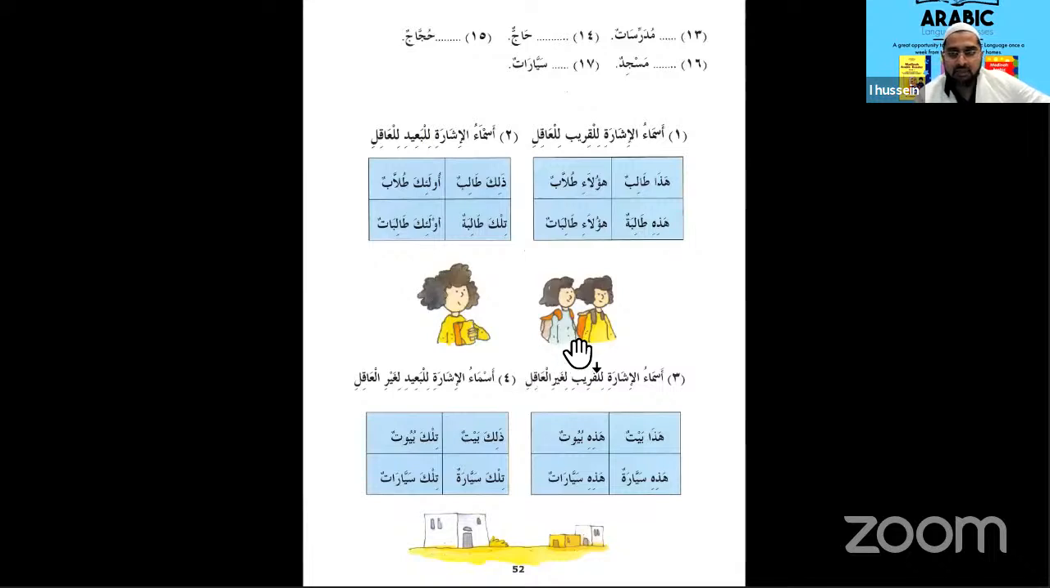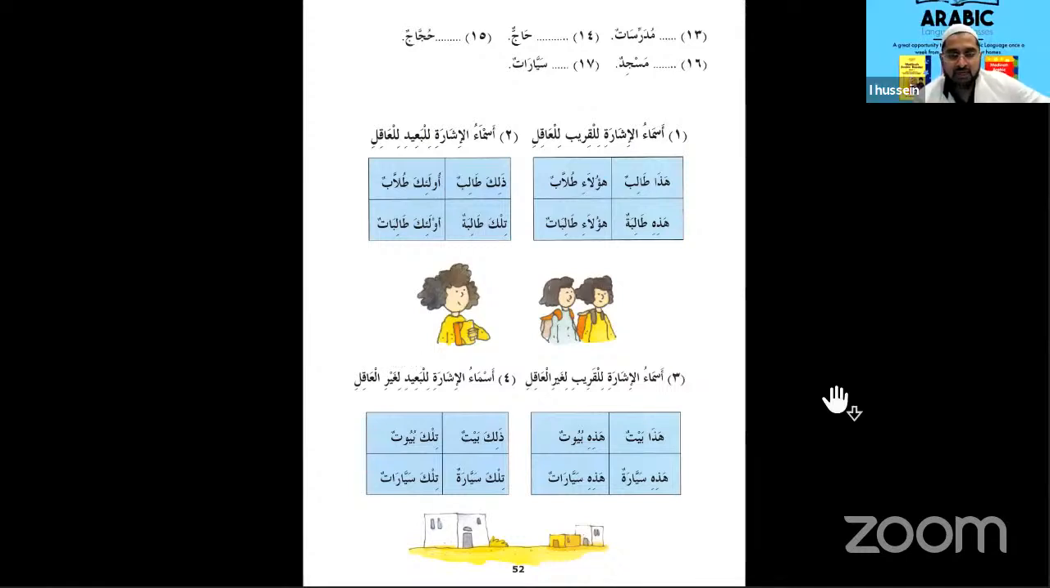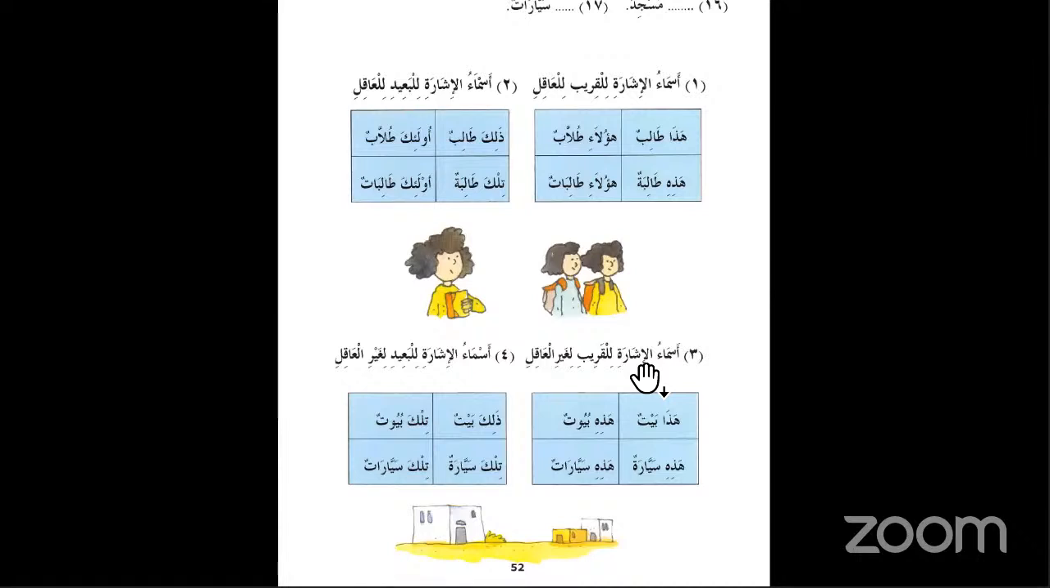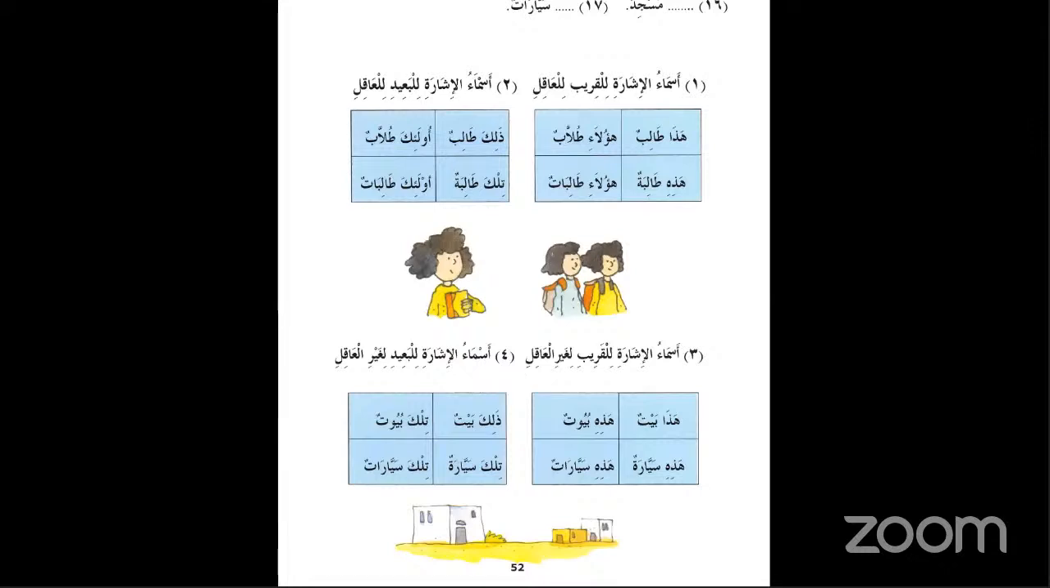Zain Muhammad, Assalamu alaikum, Sheikh. Alaikum salam. Zain, I want you to go over this chart itself. Explain to the class what's happening in this chart before I start the lesson. Okay, let me just get to it one second, please. Page number 52.